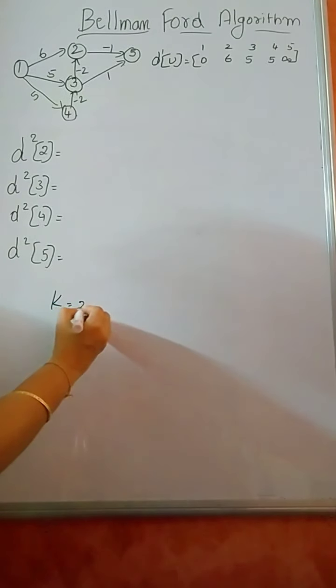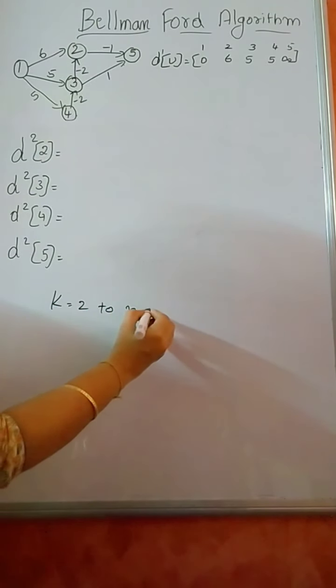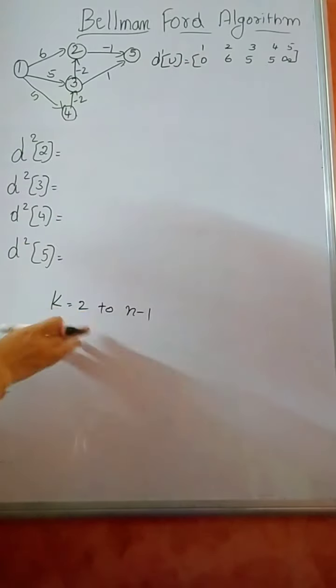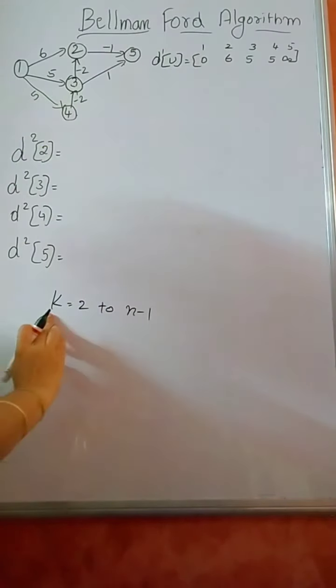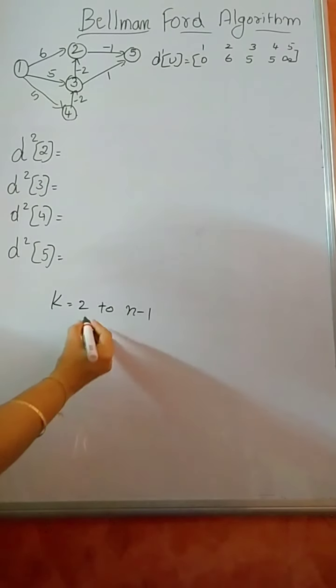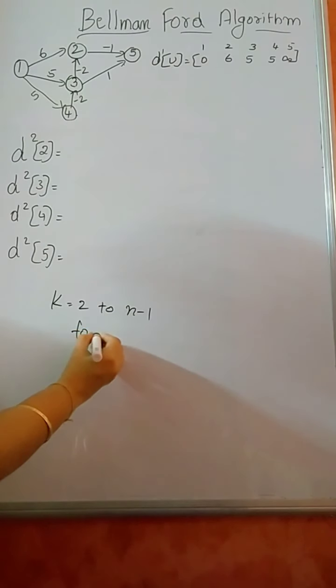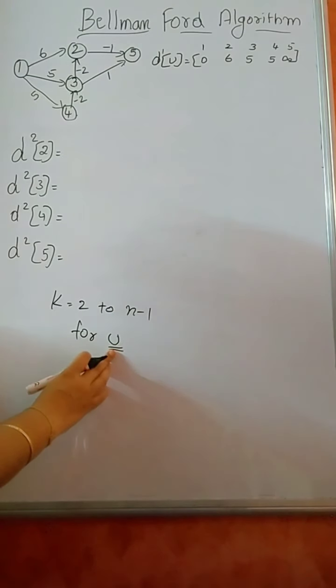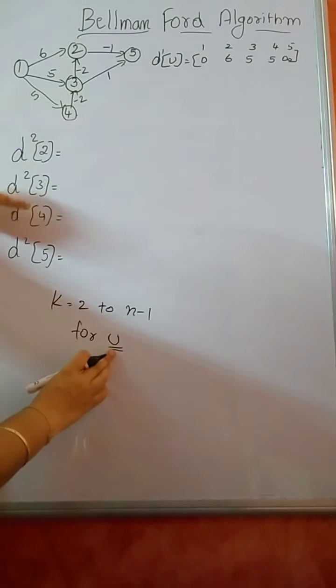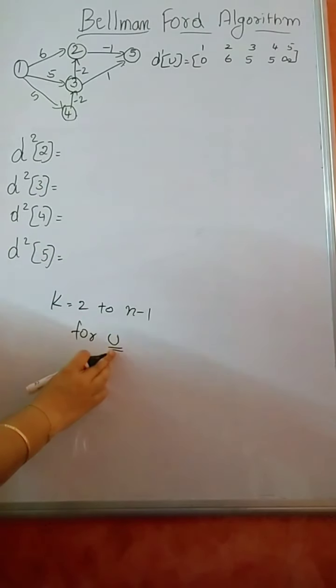Now after that, in the algorithm, for k equal to 2 to n minus 1, this is the initial distance vector. Previous to this we had one more for loop. Now what I have to do for each u which is not a source vertex. So that is 2, 3, 4, 5. These are not the source vertices.